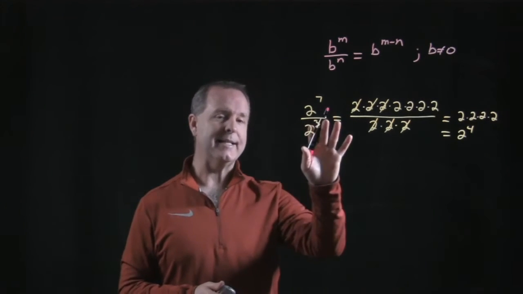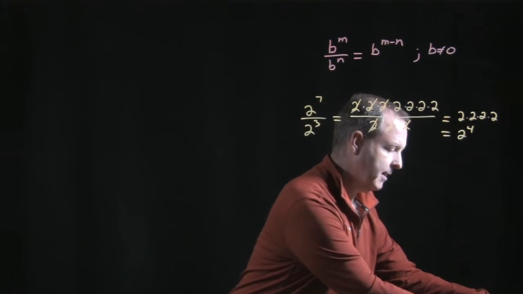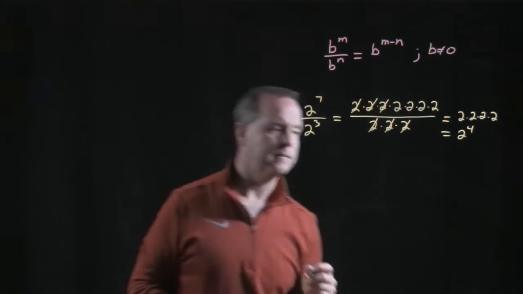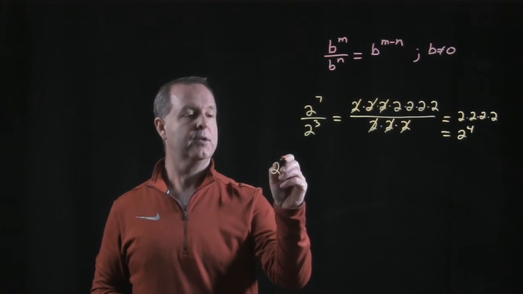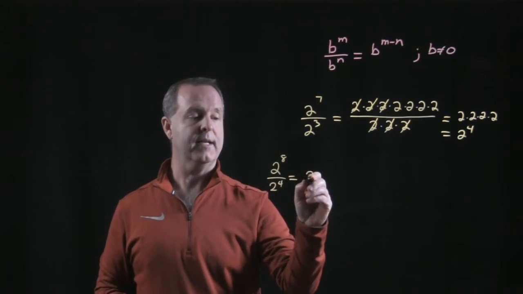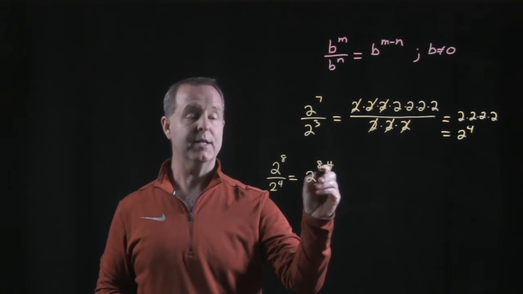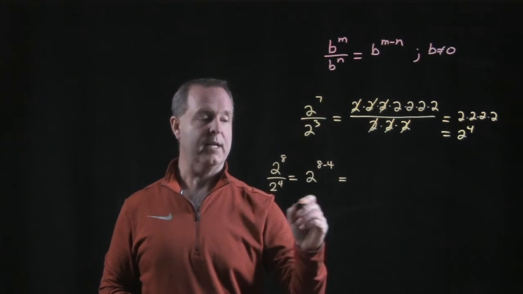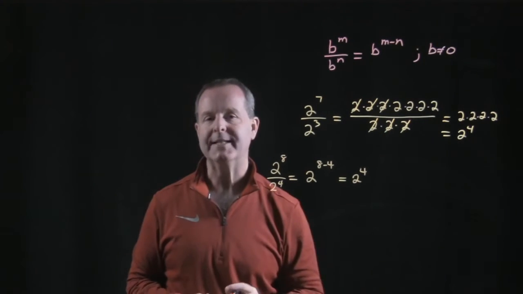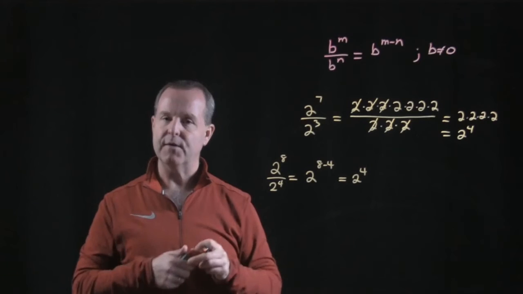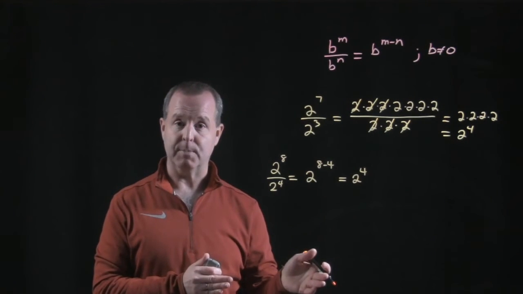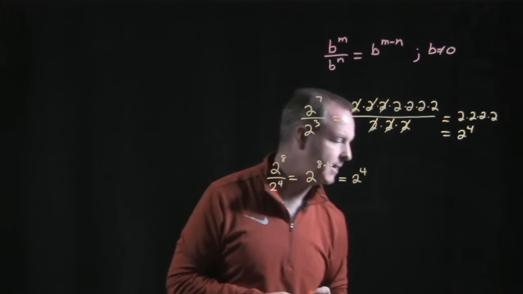So let's use this idea to help us simplify some problems here. So 2 to the 8th. What do you suppose 2 to the 8th divided by 2 to the 4th is? Well, that's going to equal 2 to the 8 minus 4, which equals 2 to the positive 4. So notice, like we did with multiplication, we added their exponents. So with division, we're subtracting their exponents. It's kind of a cool idea.